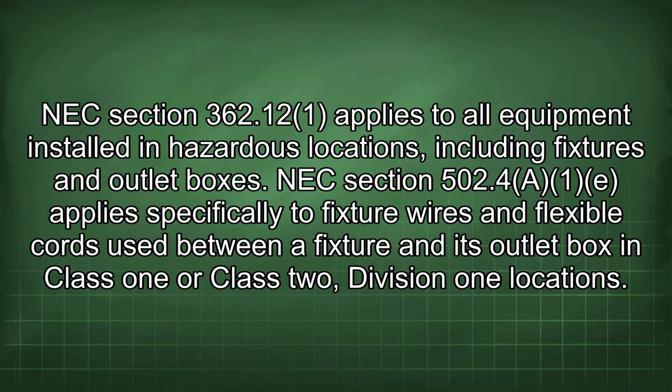NEC section 362.12 applies to all equipment installed in hazardous locations, including fixtures and outlet boxes. NEC section 502.4 A&E applies specifically to fixture wires and flexible cords used between a fixture and its outlet box in Class 1 or Class 2, Division 1 locations.